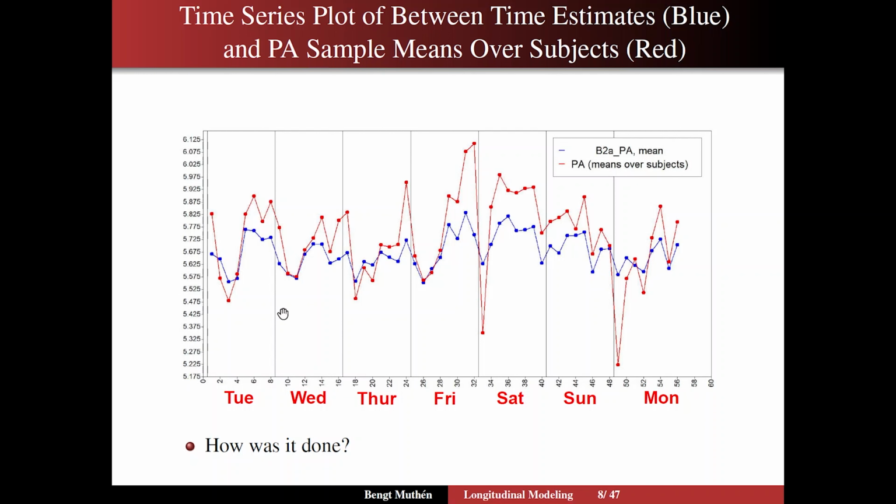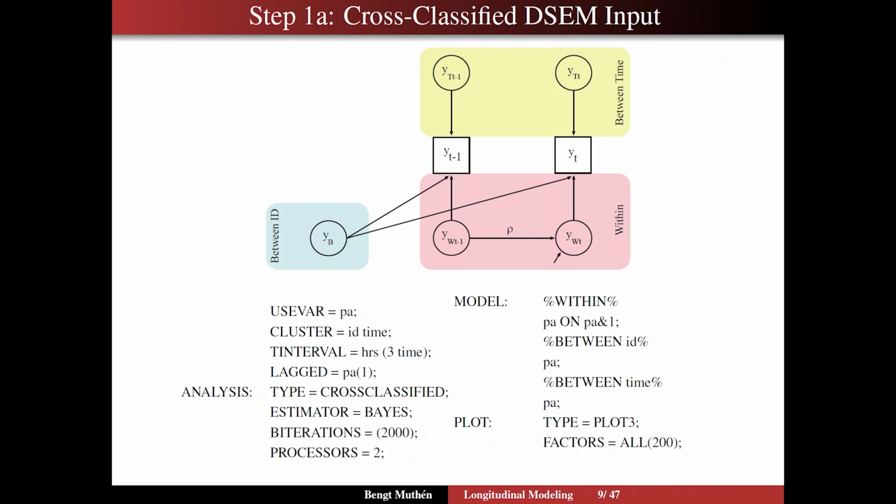Now we already see some deviations here. Friday and Saturday, it seems like the observed means are a little higher than what's predicted by the cross-classified model. And those are the kinds of deviations that we're going to focus on as we go forward. On slide number 9, we see the step 1A input for cross-classified DSEM. We see the 3 parts: between person, between ID variation, within person variation, and a between time variation. So let's see how that plays out in terms of input specification.